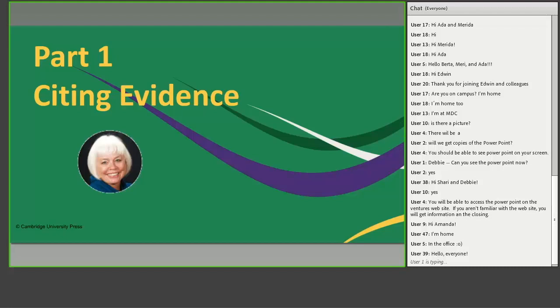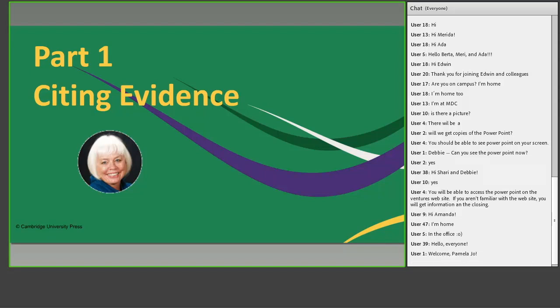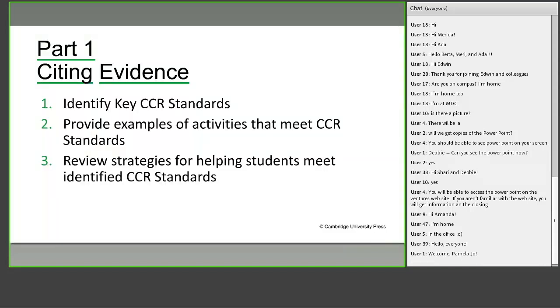So I'll begin with part 1, citing evidence. In the CCR worksheets, we provide practice in citing evidence in 3 important categories: checking for understanding, talk with your partner, and analyze the text. But I'll be dealing with it in the check your understanding. I'll identify the key CCR standards that promote this. I'll provide examples of how you can utilize the skill of citing evidence at beginning through advanced levels, and I'll review the types of questions asked at different levels of instruction.